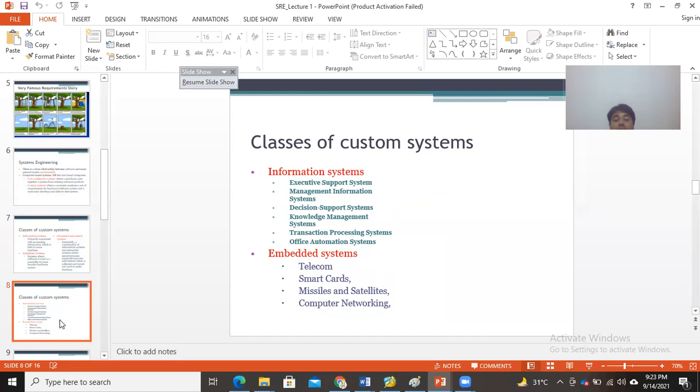The second one is the embedded system. Normally in the telecom sector, smart cards are used, or your missiles, satellite guided missiles and automated satellites. They are good examples of embedded systems. Computer networking devices are embedded systems. Software executes on the hardware and software controls the hardware, so we will call that particular system an embedded system. These are a few examples of information systems and embedded systems.